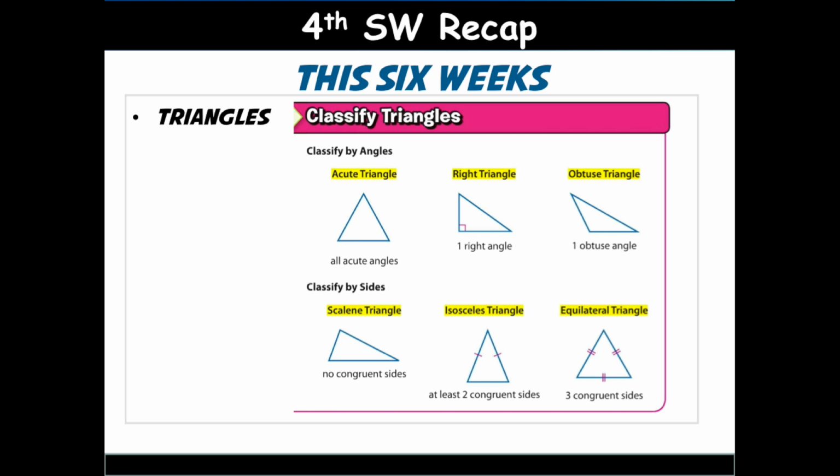As far as triangles, acute triangles, all angles are acute. Right triangles have to have one right angle, just one. Obtuse triangles have to have one obtuse angle. That would be for the interior of a triangle.